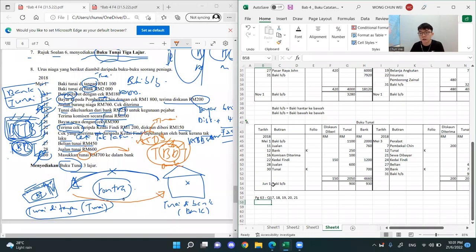Later on, in the next few classes, I will touch on documents, how to record from document into journal. You need to know how to read the document and make it into the journal and buku tunai. So that will be a later thing. For now, you just need to try to do questions 19 and 20 on your own. And after that, finish up question 21 as well. Question 21 will be your buku tunai, what we learned here. So 5 questions for you, and I will see you in the next class.